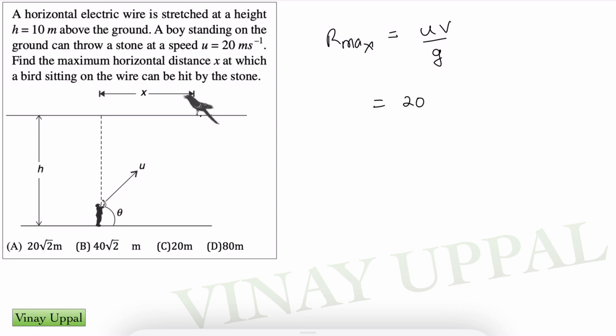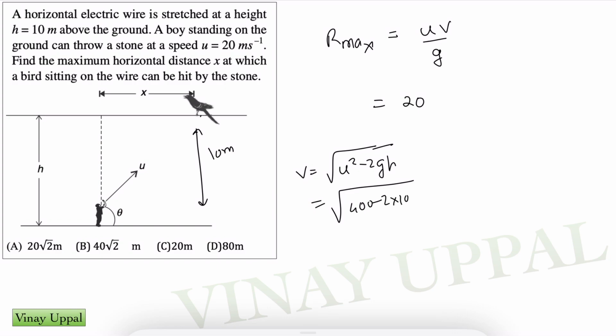And therefore in this situation the initial speed would be 20, given to us. What will be the final speed? We know the height h is 10 meters. So I can write down the final speed as root of u squared minus 2gh when the stone hits the bird. So that will be root of 400 minus 200, so root 200, so 10 root 2. So this will be 20 times 10 root 2 divided by 10. So this will be 20 root 2 meters.